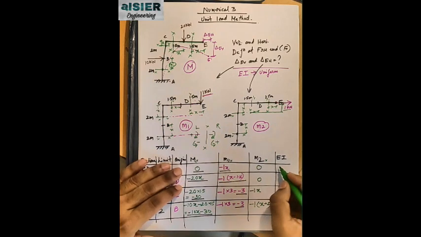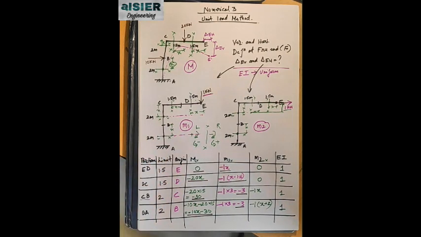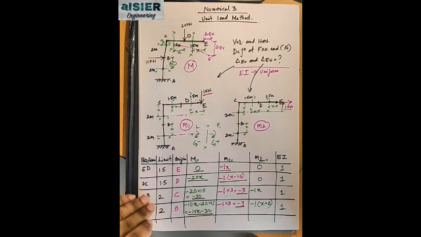Very simple. EI is the same all the way because it is uniform. So this is how we have to draw the table. Now next is to form the equations.